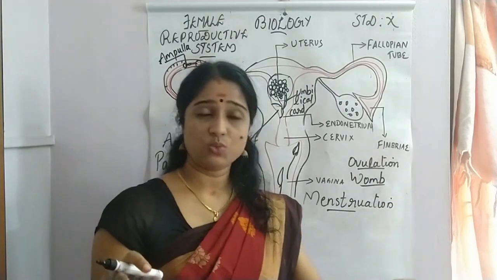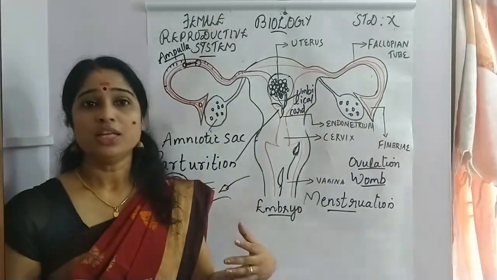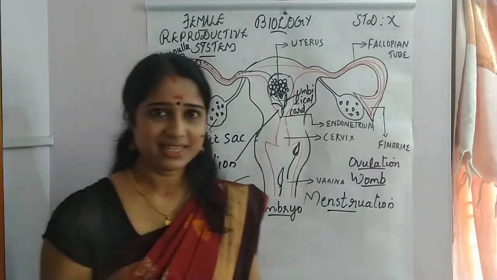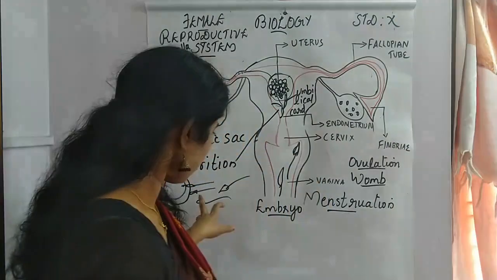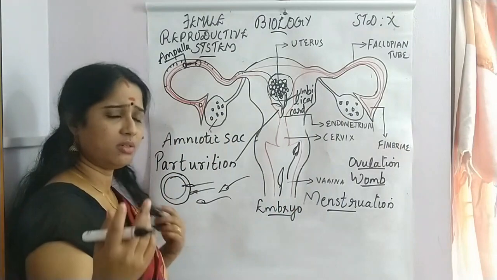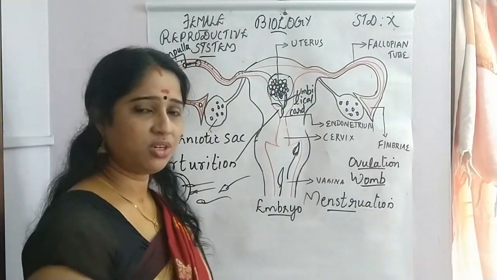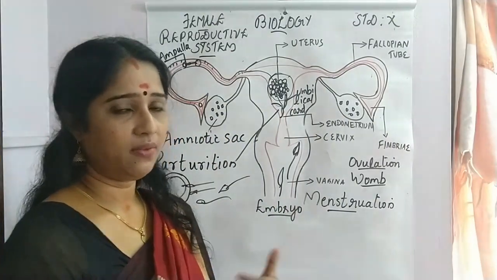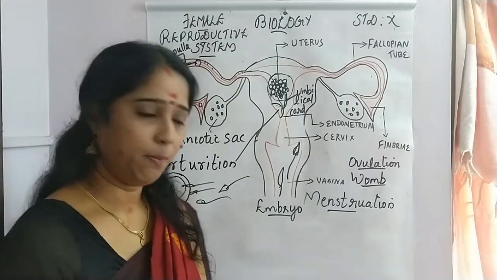You can just watch the video after this class. Then you will understand better how it happens. Clear, children? Yes. So the sperms will remain there for some time, and after some time they will get degenerated or destroyed and go out through the female body.